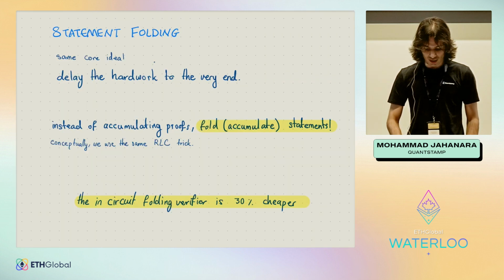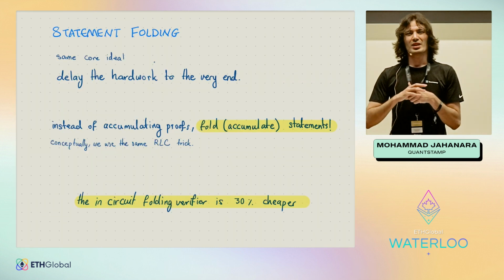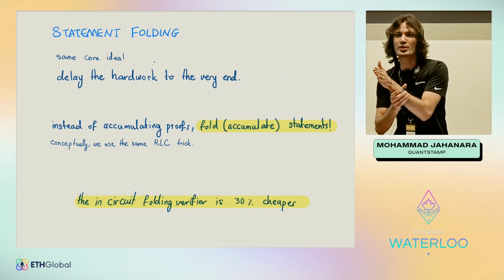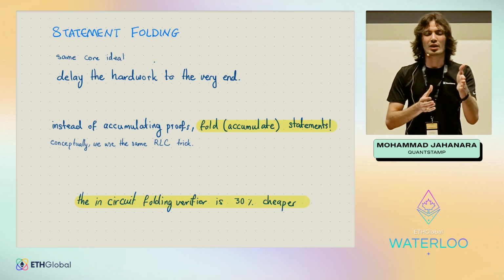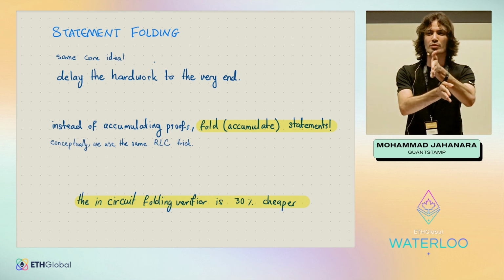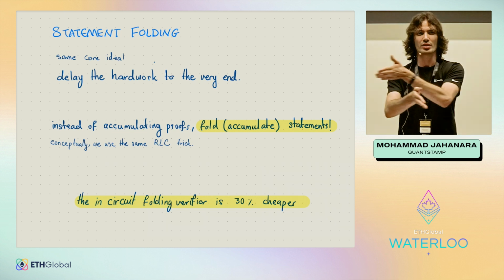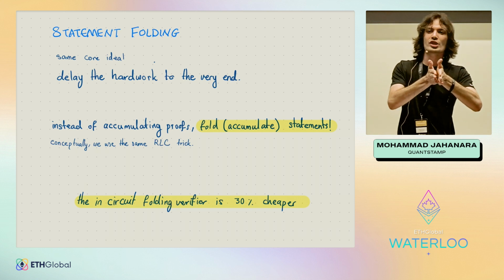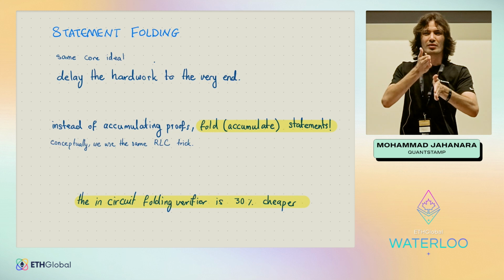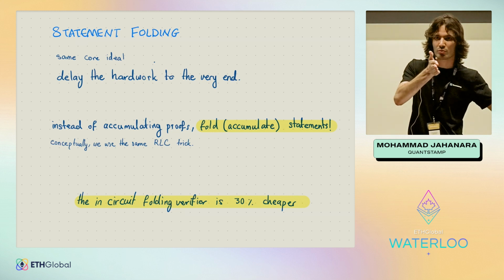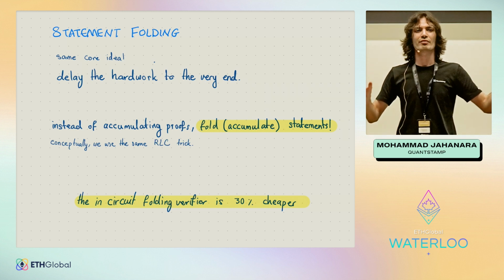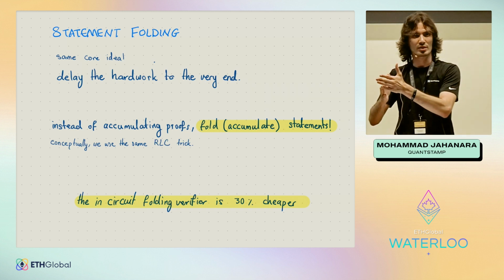The other idea is statement folding. This one is a little bit different in the sense that it happens a little bit sooner in the life cycle of the proofs. In accumulation, we have to generate proofs for each step and then we accumulate, right? But in statement folding, the idea is we don't even generate the proofs. At the level of statements, we accumulate the statements, and then we generate a full proof when we have accumulated all the statements, okay?